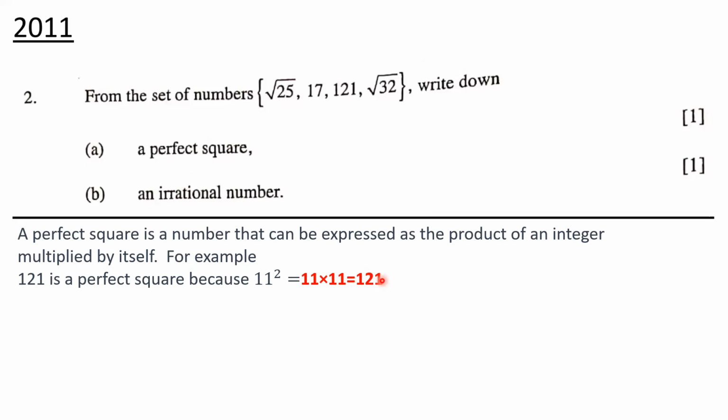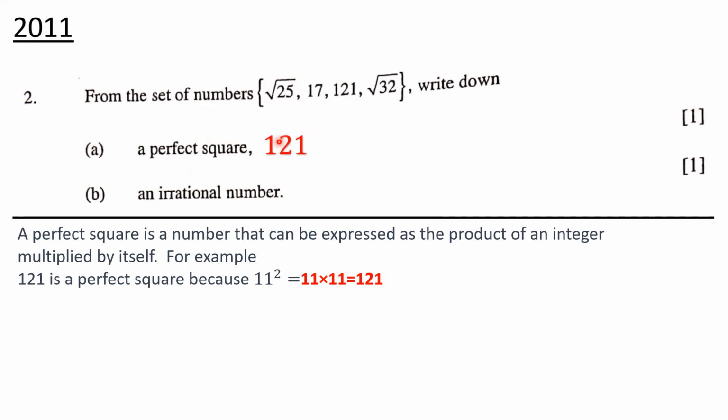So you look at stuff like 4. 4 is a perfect square because 2 times 2 is 4. Okay, 9 is a perfect square because 3 times 3 is 9. All right, and then 16 is a perfect square because 4 times 4 is 16. And then 25 is a perfect square because 5 times 5 is 25. And then 36 is a perfect square because 6 times 6 is 36. And then 49 is a perfect square because 7 times 7 is 49. All of those are perfect squares. And so definitely 121 is a perfect square because 11 times 11 is 121.